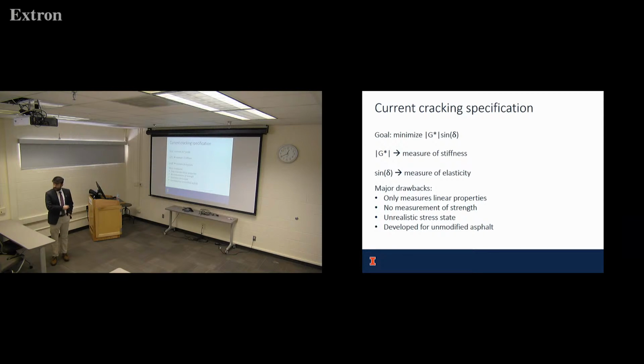And finally, this specification was developed for unmodified asphalt. So all those correlations and things that went into this were for unmodified asphalt, but of course nowadays we're using modified asphalt, we're using recycled asphalt. We're in a lot different of a place than we were 20-ish years ago when this was developed.